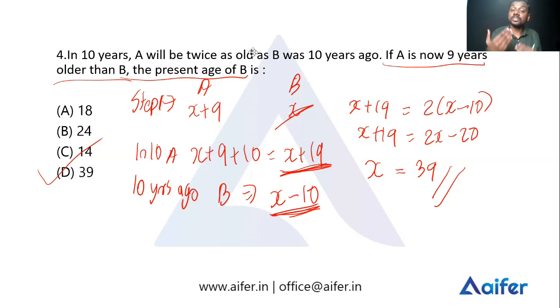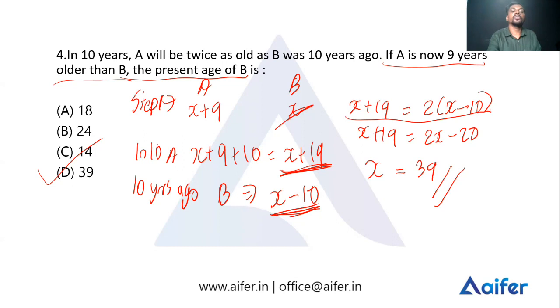Then it's given after 10 years, the age of A will be twice that of the age of B 10 years ago. So after 10 years, we'll be finding the age of A as X plus 9 plus 10, that is equal to X plus 19. Then 10 years ago, age of B will be X minus 10. So we'll be equating that.